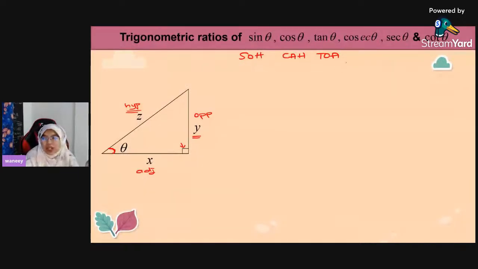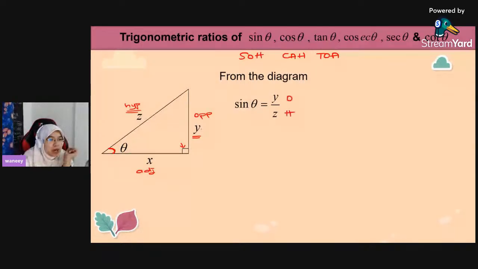Okay, so what is soh kah toa? Sine is opposite over hypotenuse. Cos is adjacent over hypotenuse. Tangent is opposite over adjacent. From the diagram, for sine, the opposite of theta is y and the hypotenuse is z. So sine theta is equal to y over z.